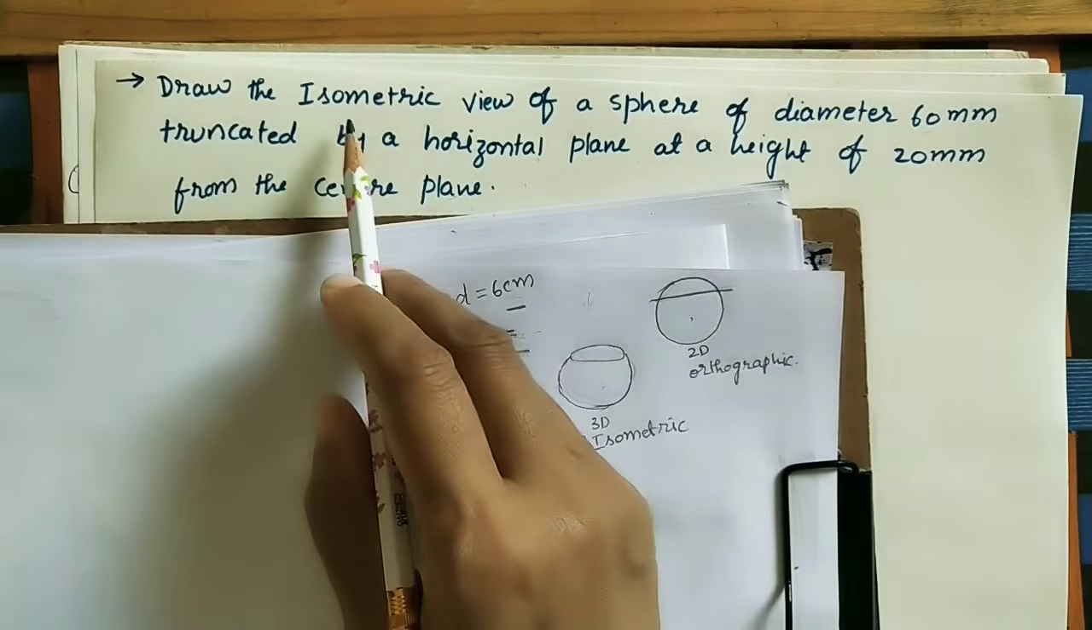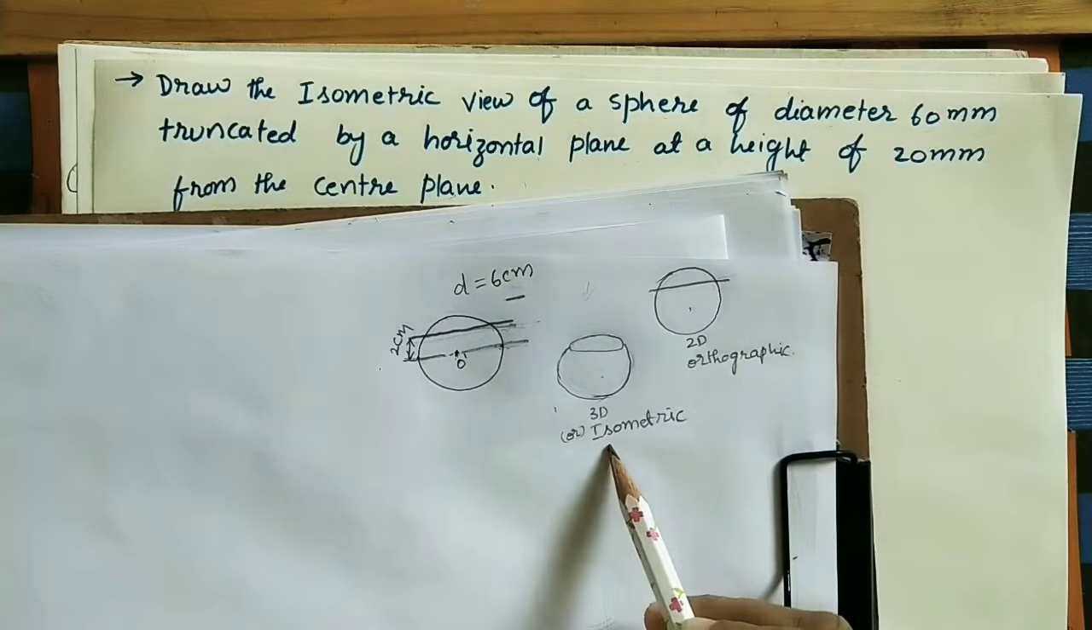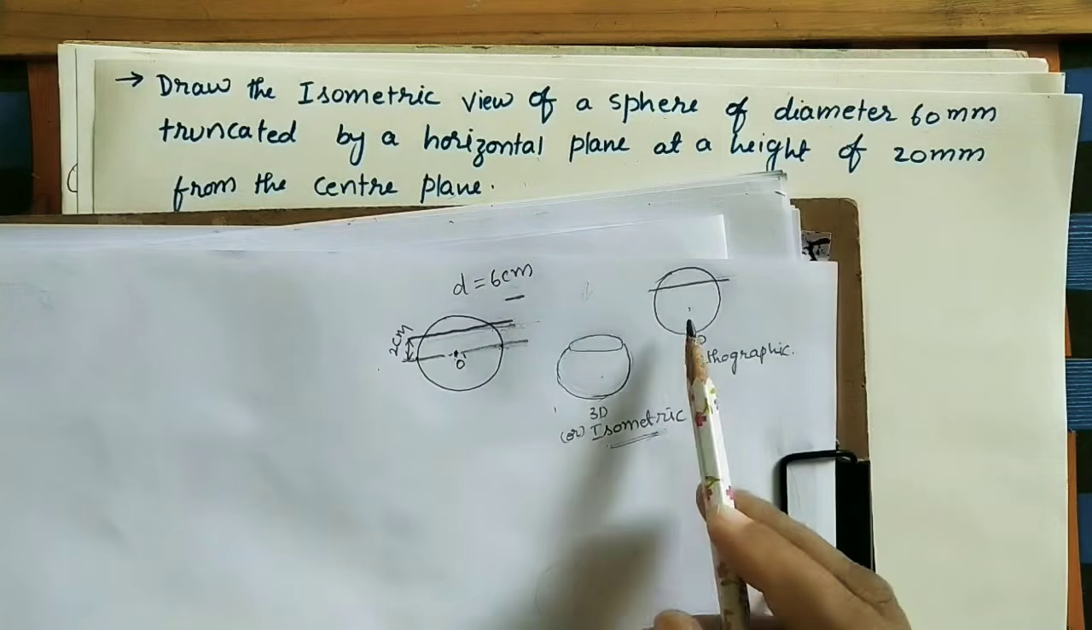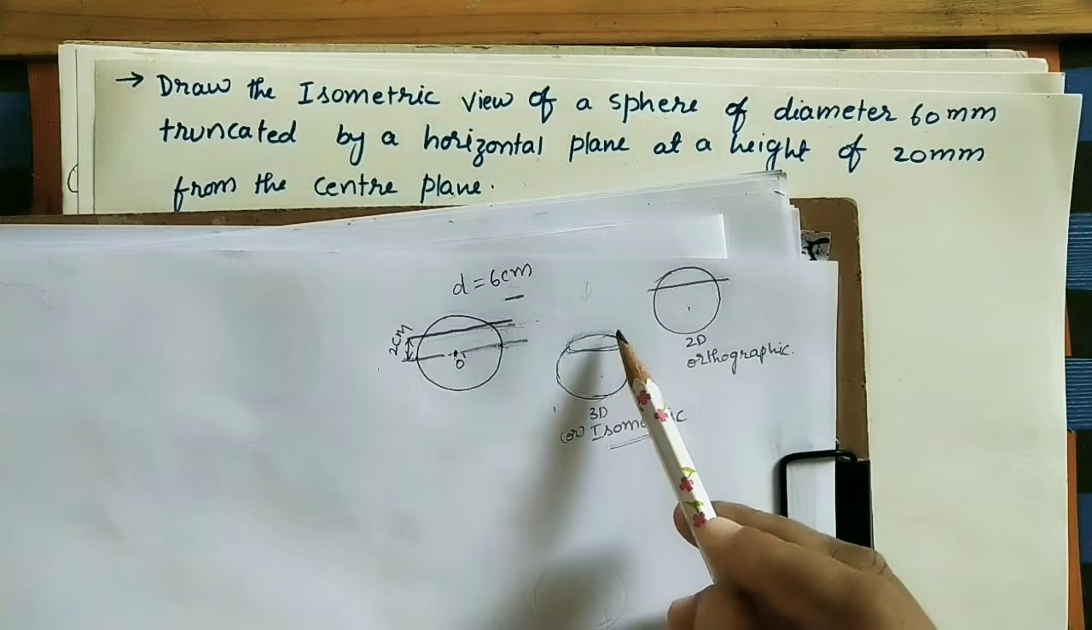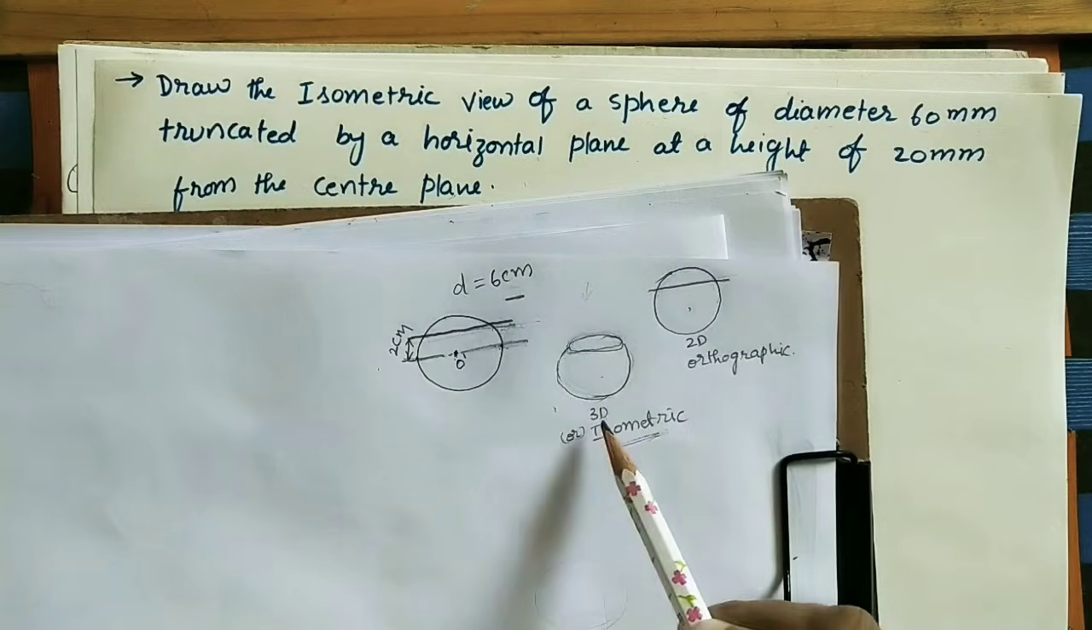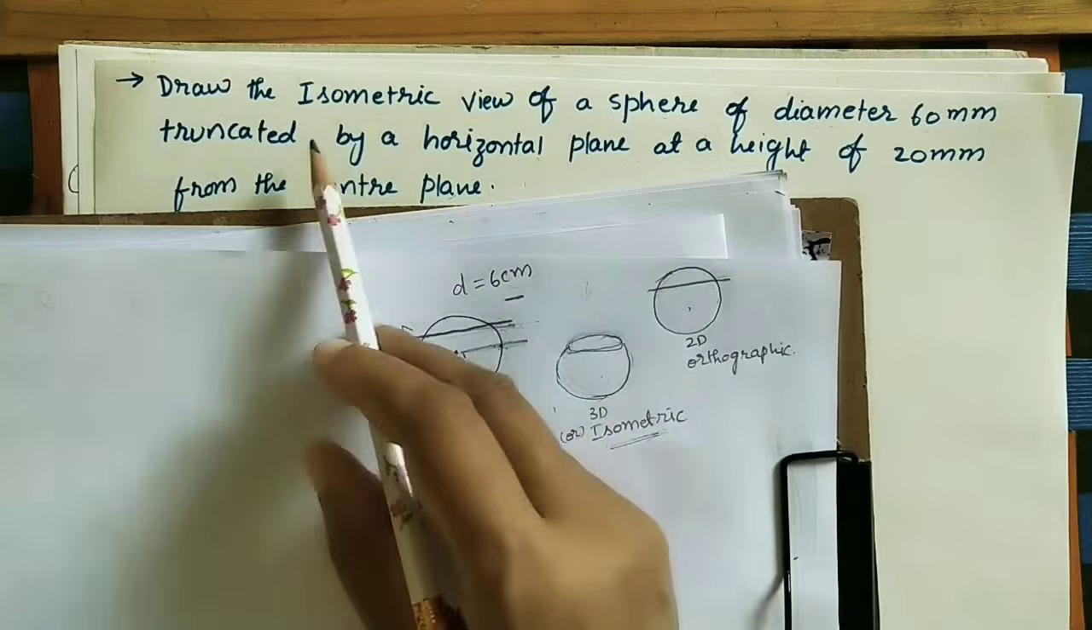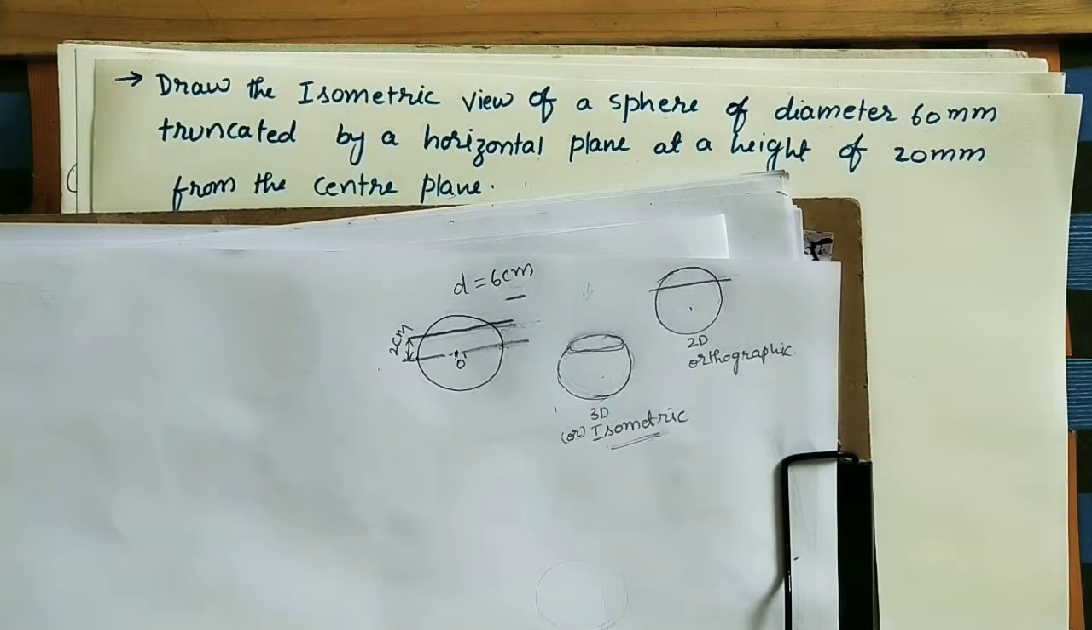A three-dimensional diagram is called an isometric view. We are calling it a 3D diagram or isometric view. Both are the same. If you are removing this part, it is also circular, but in a three-dimensional diagram it is looking like an ellipse. So this diagram we have to do. This diagram is called the isometric view. We are calling it a three-dimensional diagram also.